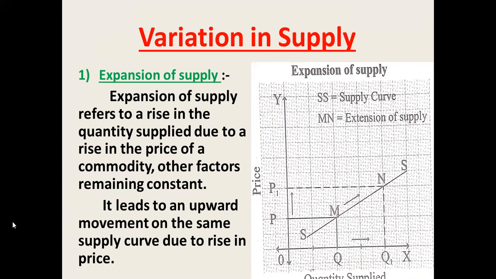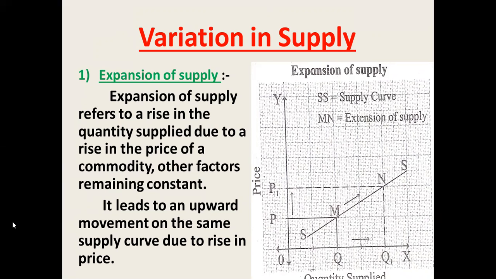See now, on your screen, I have shared the graphical representation of the expansion of supply. The OX-axis measures the quantity supplied and the Y-axis measures the price of that commodity. SS is the supply curve. So the expansion in supply leads to an upward movement on the same supply curve due to a rise in price.